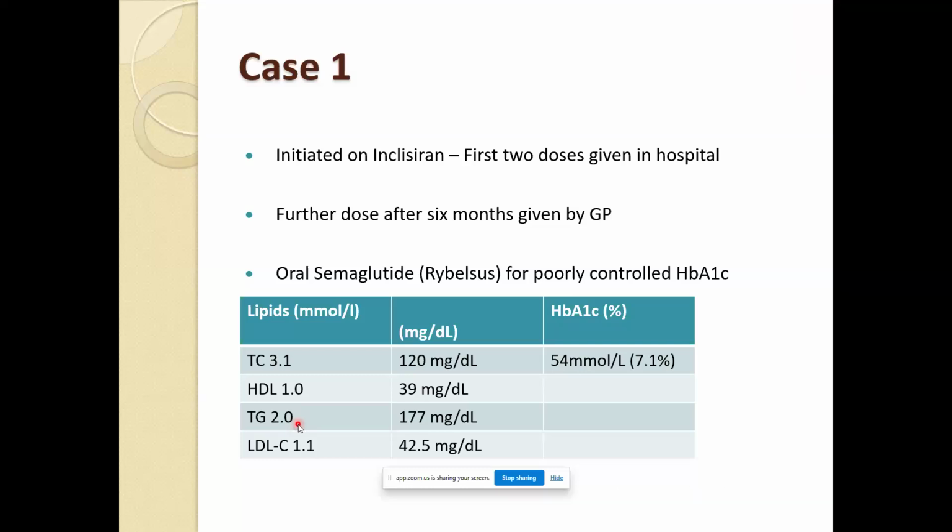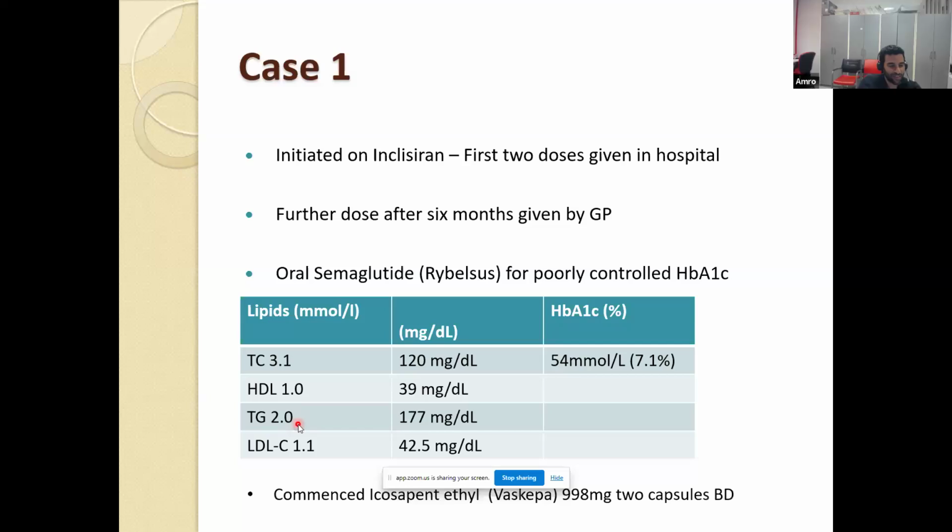Yeah, omega-3. Vascepa. Icosapent ethyl, 1,000 milligrams or 998 milligrams, 2 capsules BD. So that's what we gave him.